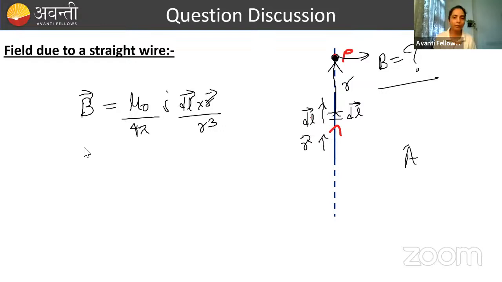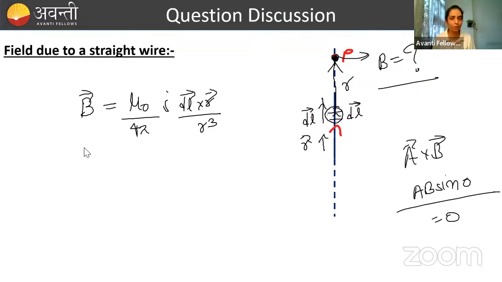So cross product between two vectors which share 0 degree angle will be how much? A cross B, if the angle between A and B is 0, then you will write it like this, no? Sin 0 is 0, so cross product will become 0. So if because of a small element of this wire, magnetic field at P is 0, then because of all small elements you are going to take, magnetic field at point P will be what? 0.